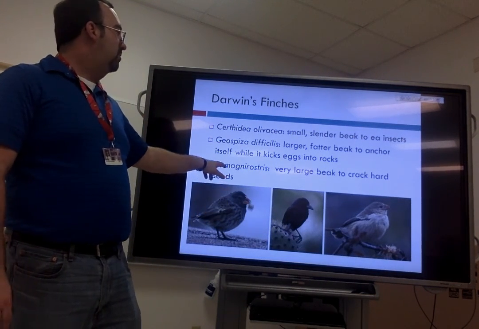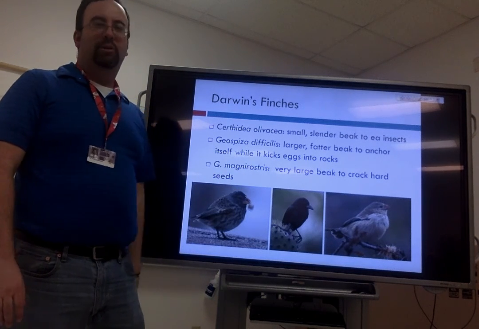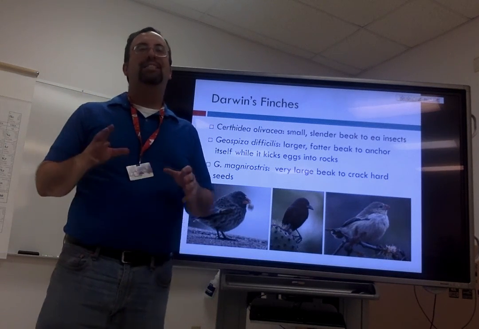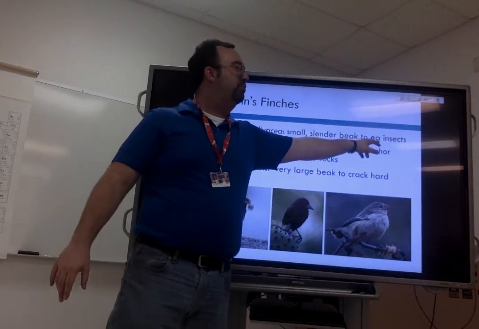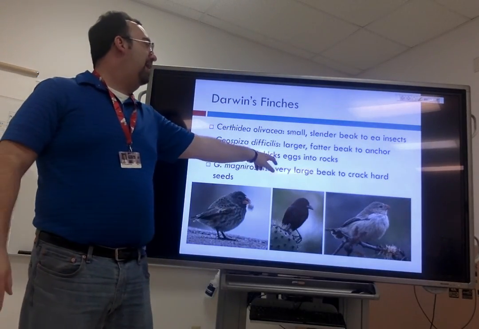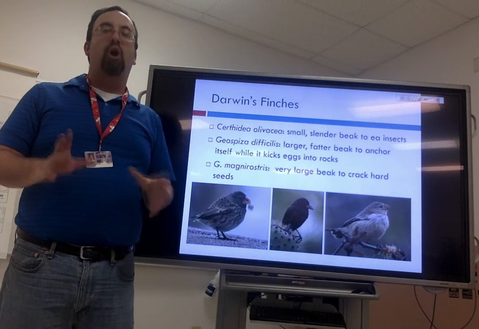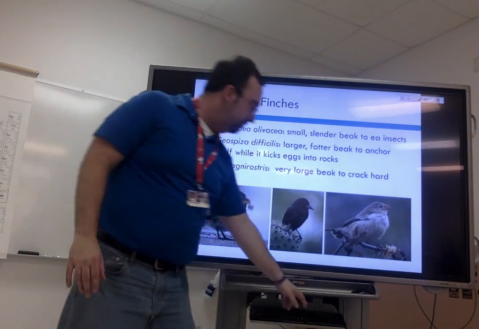And then the G. magnirostris, I hope I said that right, has a very large beak to crack hard seeds. So notice again, depending upon whether it gets its food from insects or from eggs or from seeds, the beak size and shape also changes in order to help it to survive.